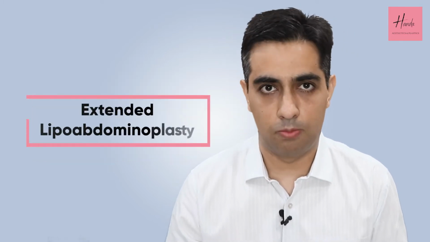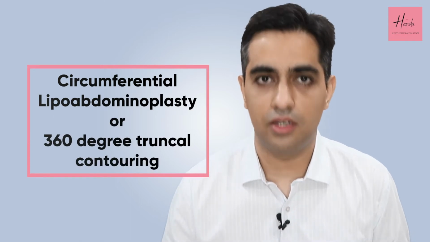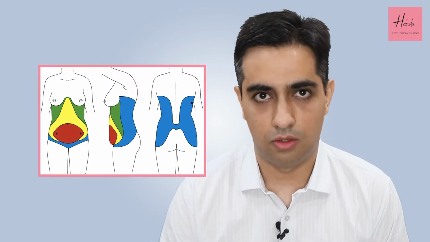Apart from that, there is something known as extended lipoabdominoplasty, which just means that the scars of a traditional abdominoplasty are carried out more towards the back to remove any extra skin that may be there. Then there is something called circumferential lipoabdominoplasty or 360-degree truncal contouring, in which not only the skin in the front and the sides but also in the back is removed.